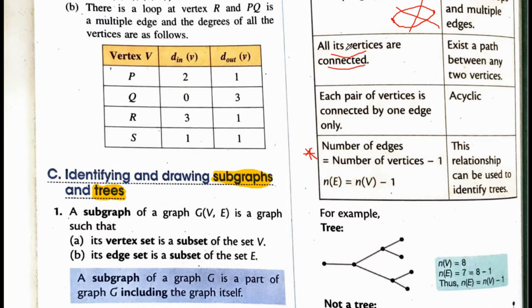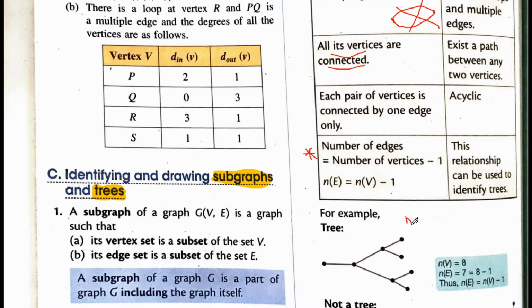Number 2, all its vertices are connected. Yes, all vertices are connected. Number 3, each pair of vertices is connected by one edge only. So vertices are connected by one edge. Yes. Number 4, number of edges equals number of vertices minus 1. This is very important. So how many edges are in this tree? 1, 2, 3, 4, 5, 6, 7.